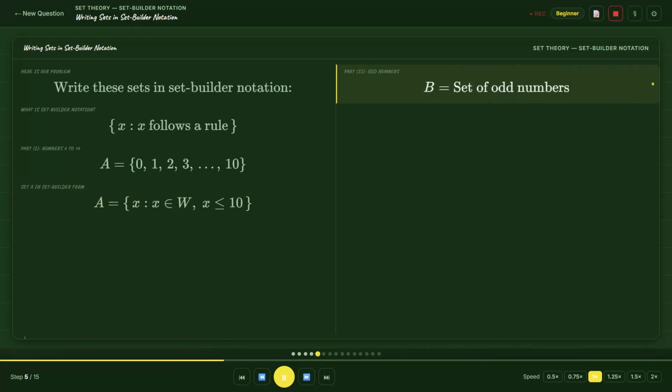Now let's look at set B. It is the set of all odd numbers. Odd numbers are 1, 3, 5, 7, 9, and so on. They go on forever. We need a rule that picks only odd numbers.